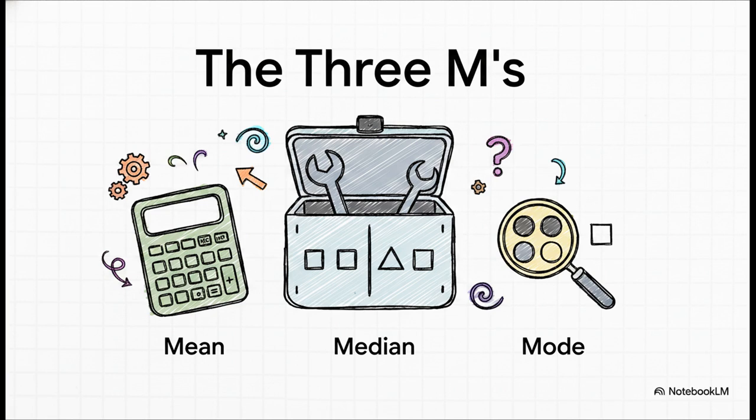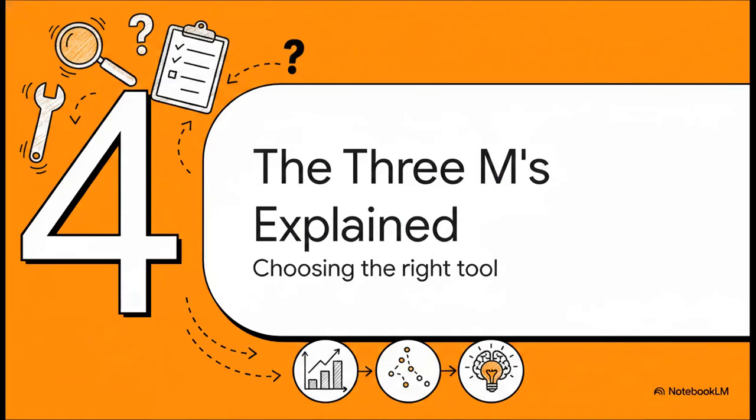We call them the 3 M's. The mean, the median, and the mode. So let's pop the hood on each one of these. Because here's the secret. It's not enough just to know what they are. The real skill for any public health professional is knowing when to use each one. It's all about choosing the right tool for the right job.